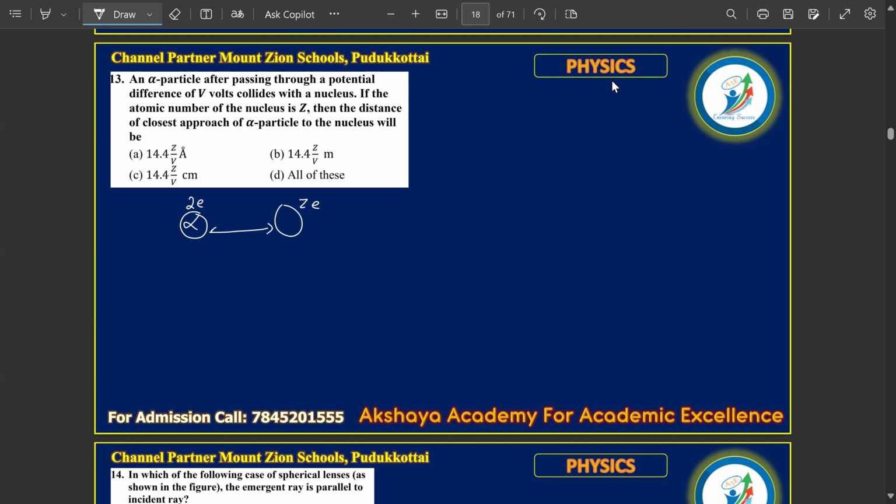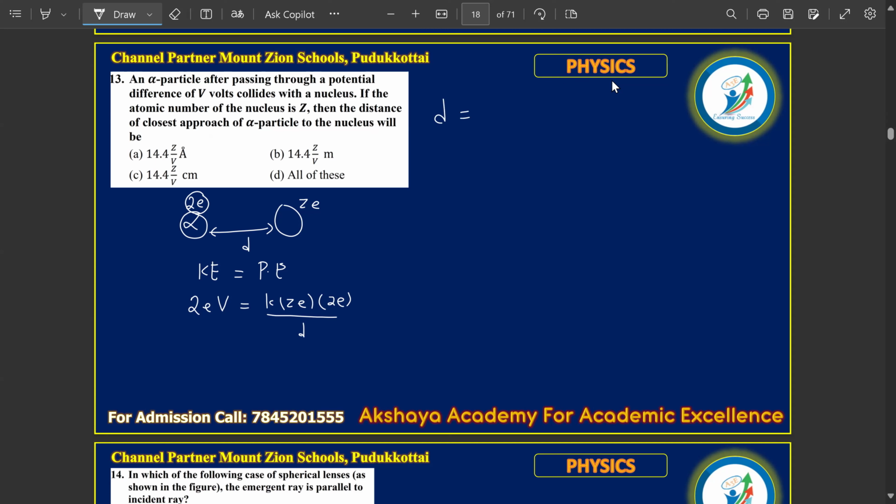So the minimum distance of approach, let us take, that is d. Initially, it has been accelerated through a potential difference of V. So it will first have the kinetic energy, which will be equal to the potential energy between this nucleus and the alpha particle, right? We can have it like this. So the kinetic energy will be nothing but 2 electron volt times V, which is equal to K Q1 Q2 divided by the distance between them, where Q1 is the charge on the nucleus and Q2 the charge on the alpha particle. What we have to find out is the distance of closest approach, so we need to find d.